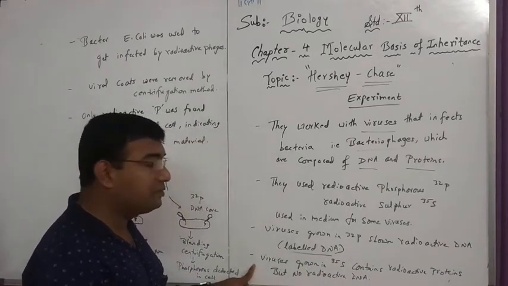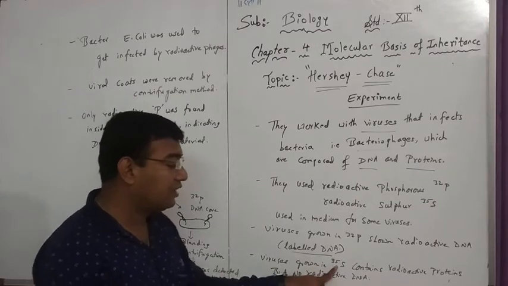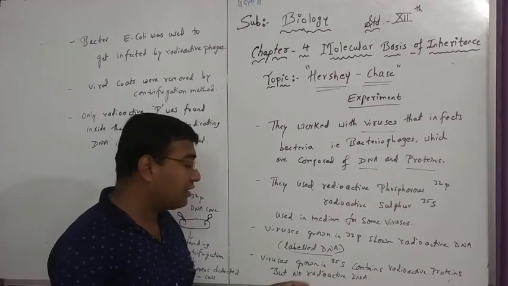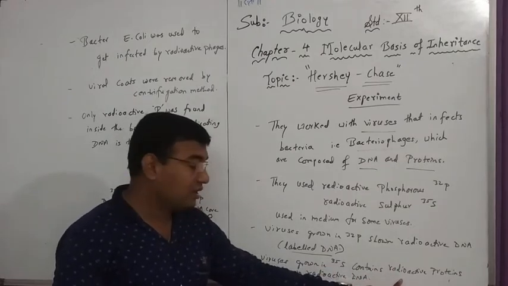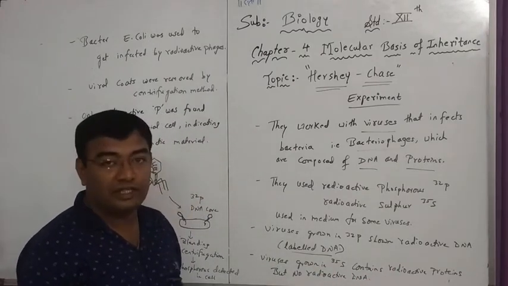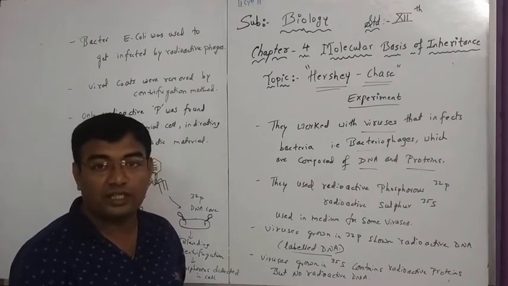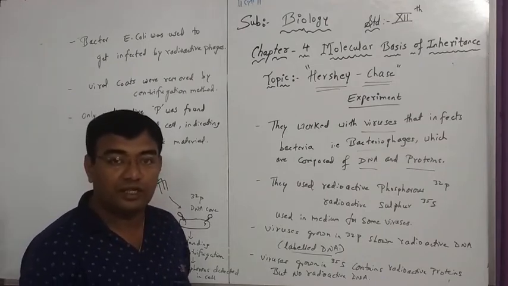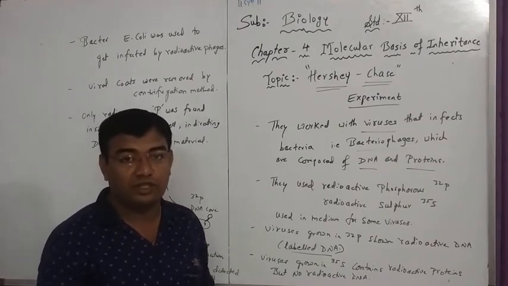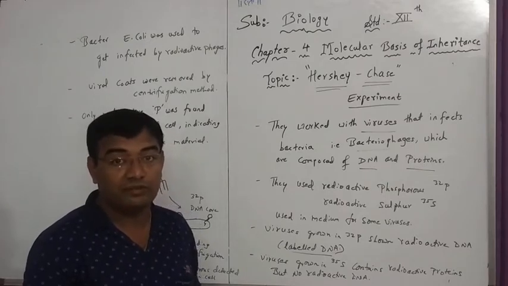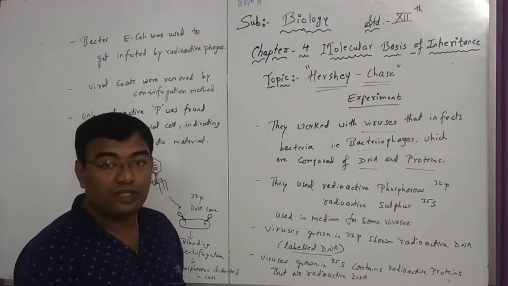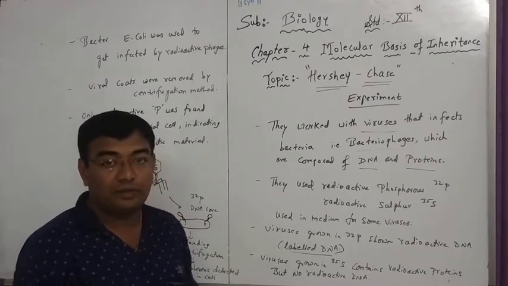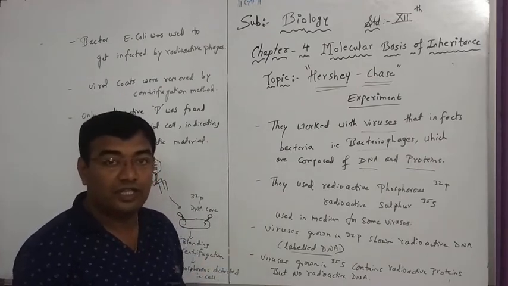But when the same experiment was conducted with sulfur-35, the radioactive sulfur, the viruses contained radioactive proteins, but there was no radioactive DNA. That means only the outer covering, the coat, was radioactive, but the DNA was not labeled. So they found that the viruses labeled with phosphorus were responsible for transferring the genetic material.